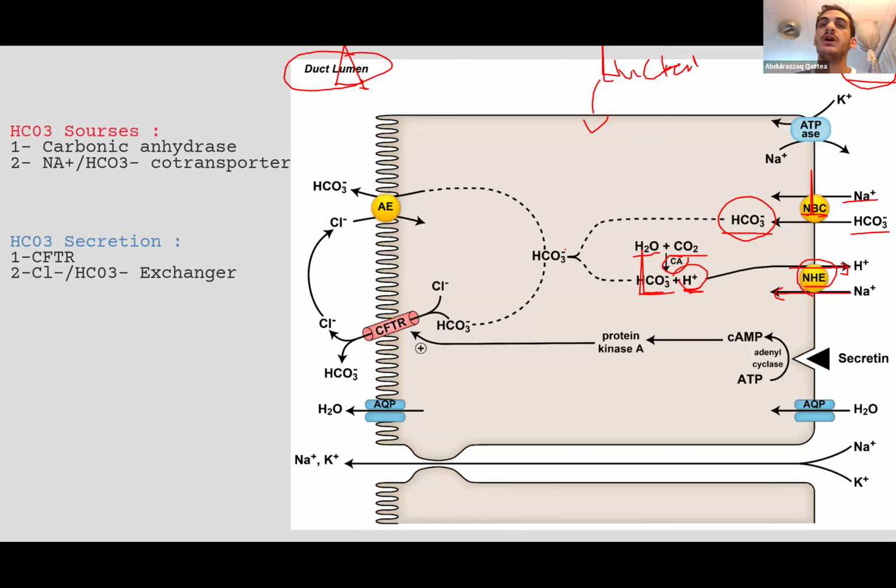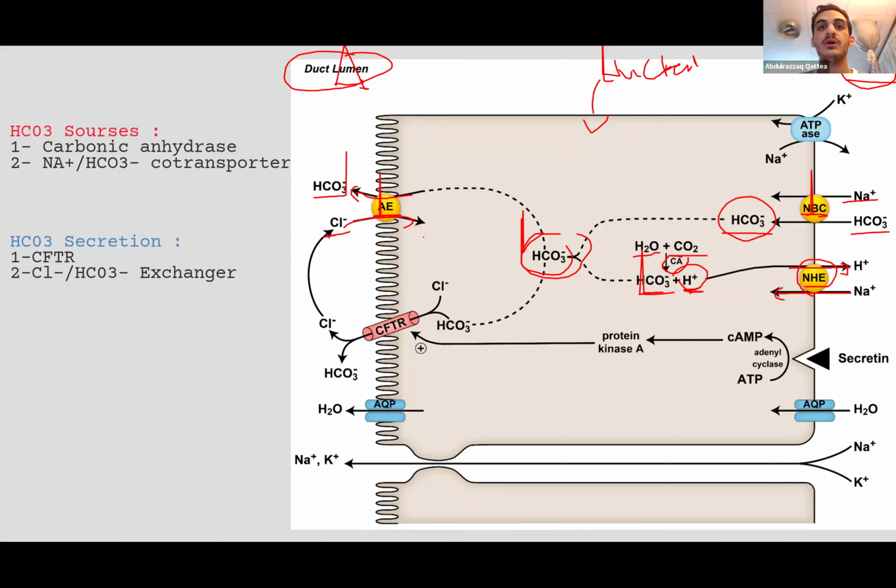Okay, after having bicarbonate, how can we secrete it out of the cell? We also have two types of secretion, or two mechanisms of secretion. The first one is the anion exchanger. What is an anion exchanger? After the bicarbonate is in the cell, it will go out and it will bring in a chloride, which is exchanging bicarbonate with chloride. So how can you remember this? By looking at the chloride, it's negative, and the bicarbonate is also negative.